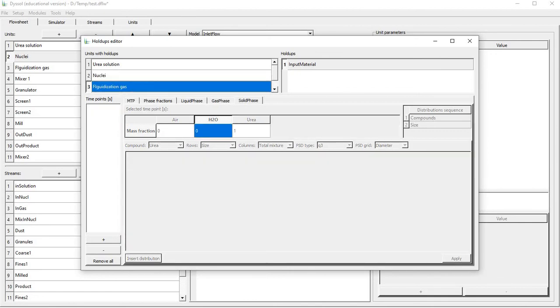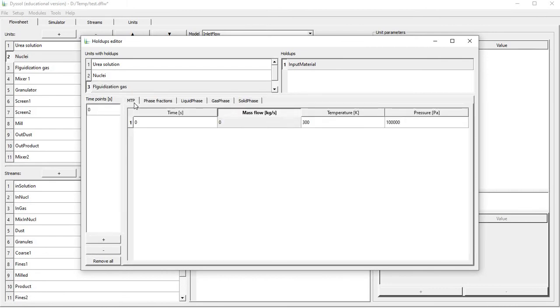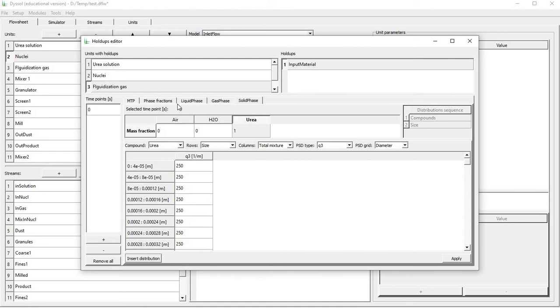Next stage, it's fluidization gas. Here, I will also add one additional time point. I will define mass flow, it will be 2 kilogram per second. Phase fraction, it consists only of the gas phase. And I can also define the distribution of compounds in this phase.